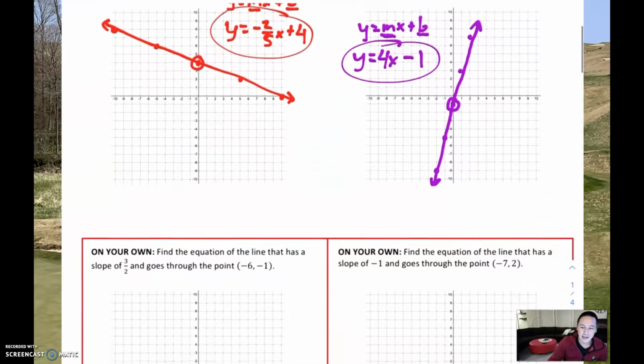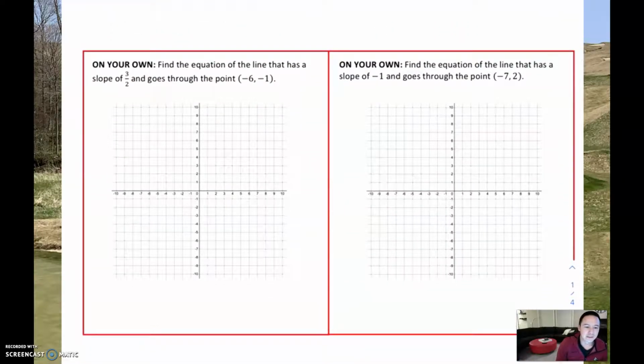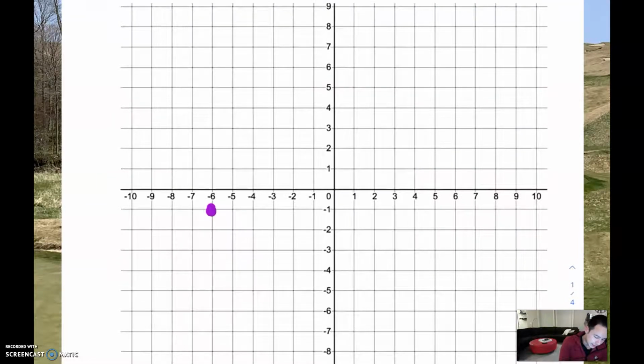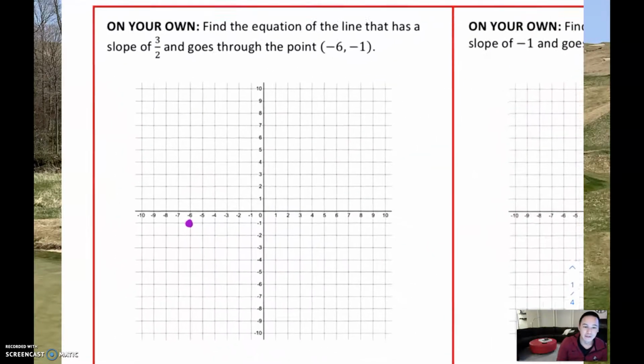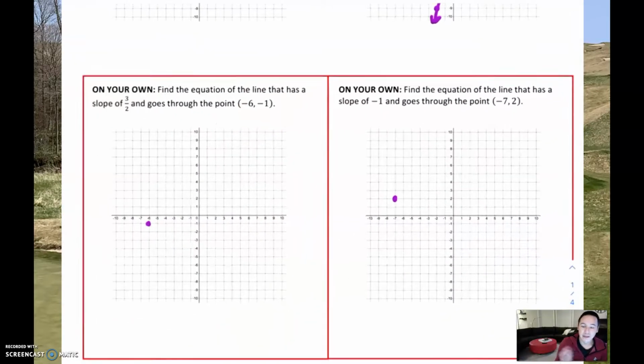So now go ahead and try the next two on your own. The first one says slope of 3 over 2, and it goes through the point (-6, -1), just so we're all on the same page. This is the point (-6, -1), so it has to go through that point. And on the second one, it goes through the point (-7, 2). That would be that point there. So go ahead and try the next two on your own. Hopefully you get them right, and then when you're all set, move on to the next section. So go ahead and pause the video now, and then come on back.